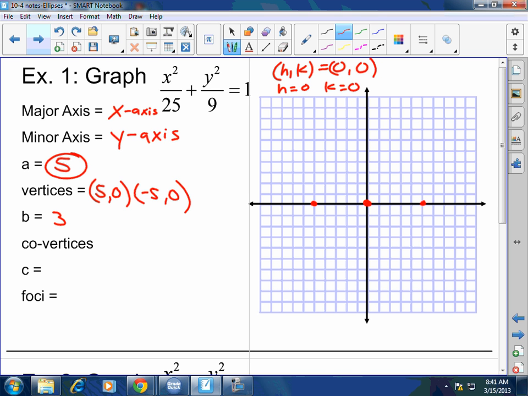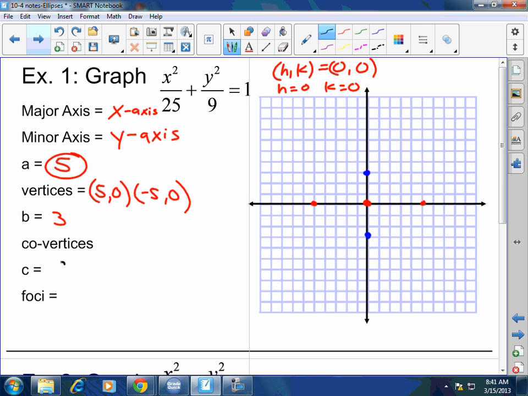You loving me yet? Okay. B is 3. That's my minor axis. So I'm going to go from the center, up 1, 2, 3, down 1, 2, 3. You with me so far? Okay.